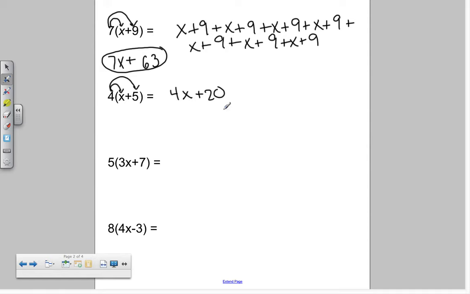I can't add x and 20 together because remember, this was counting squares and this was counting dots. So we're counting 2 different things, so I have to leave it as 4x plus 20.